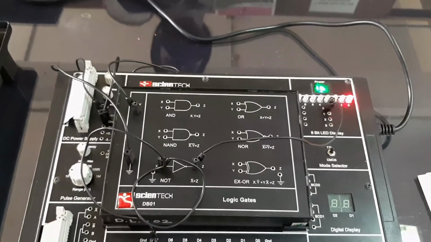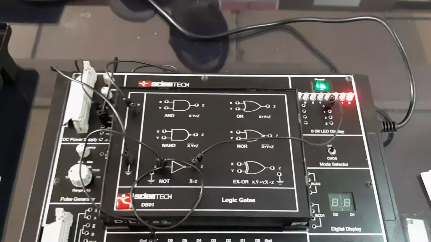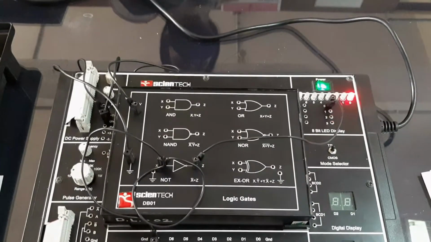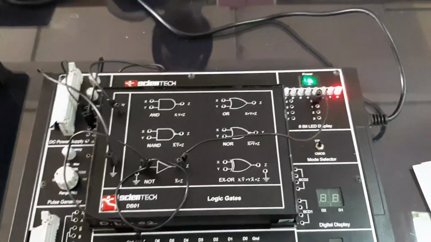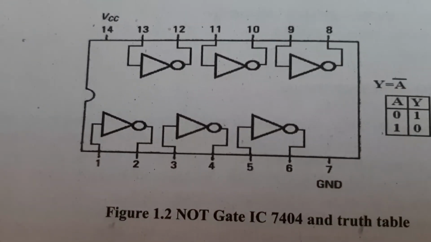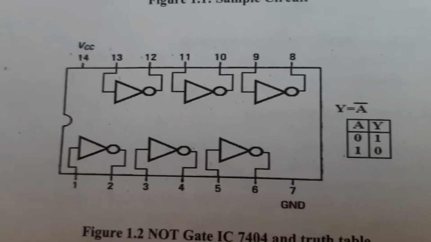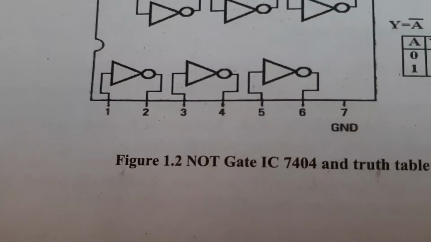So, when I give input as 0, output is 1, and when input is 1, output is 0. This is the property of the NOT gate: the output is the invert of the input. This is IC 7404. It has 6 NOT gates. It is known as the hex NOT gate IC.